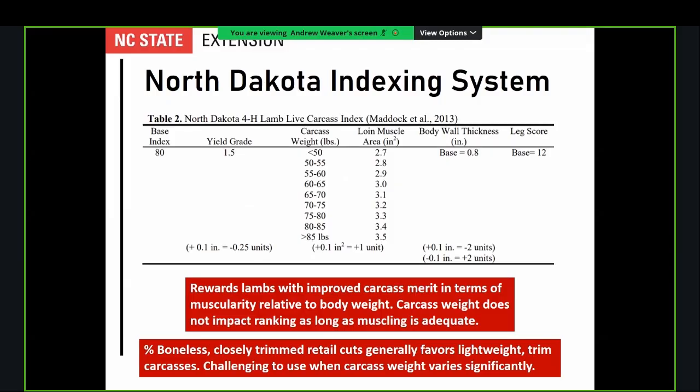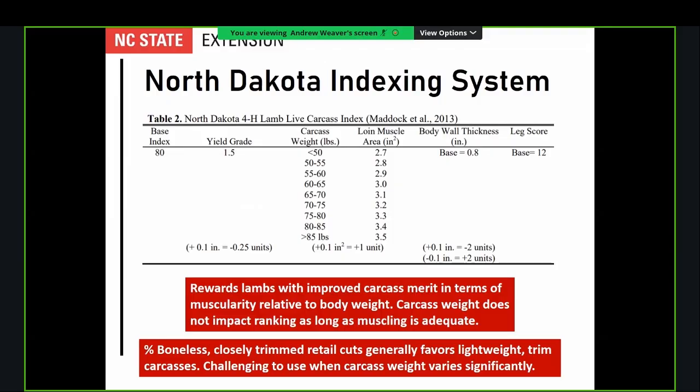So the North Dakota system uses an indexing system. It starts off with a base value of 80. It takes into account the yield grade, so a baseline yield grade of 1.5, and then for each additional 0.1 up or down on yield grade, it would be associated with a change in the indexing system unit of 0.25.